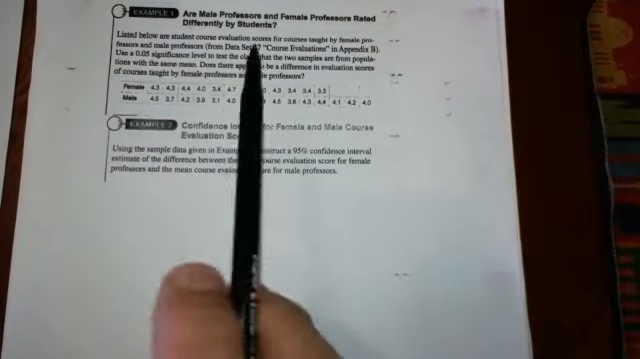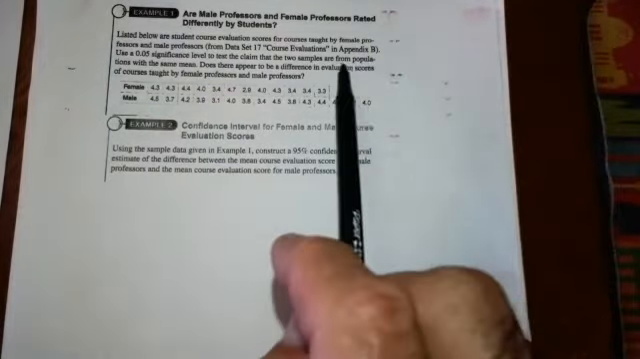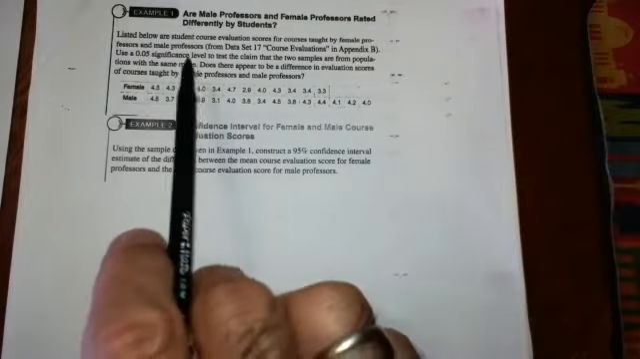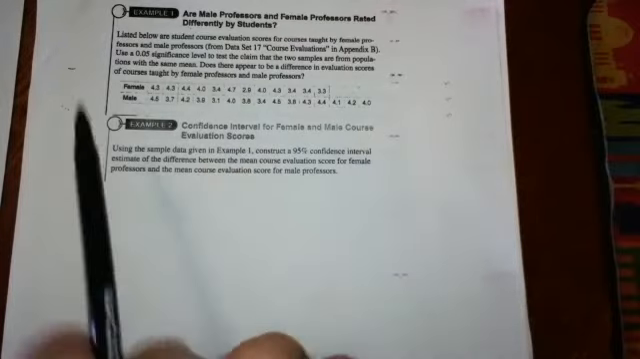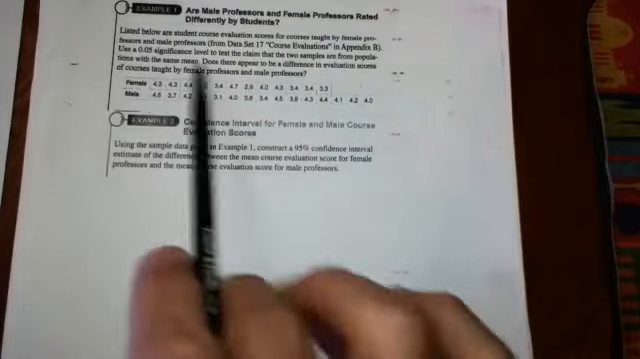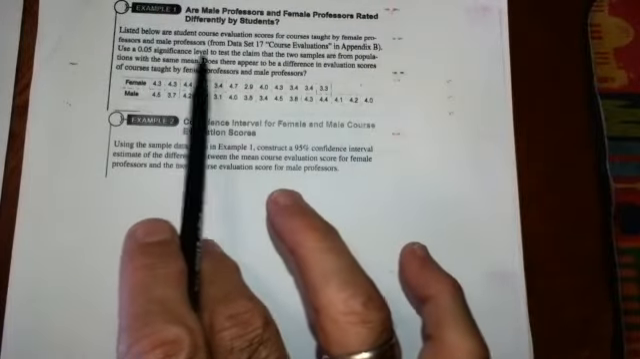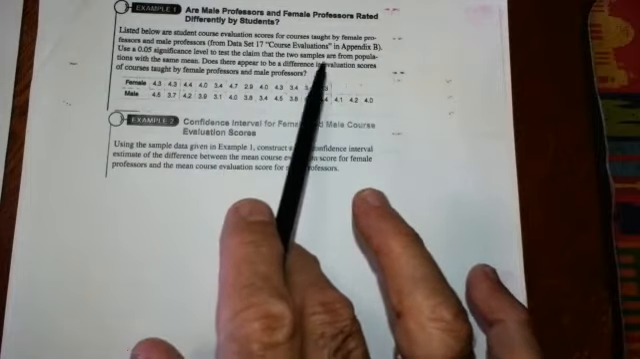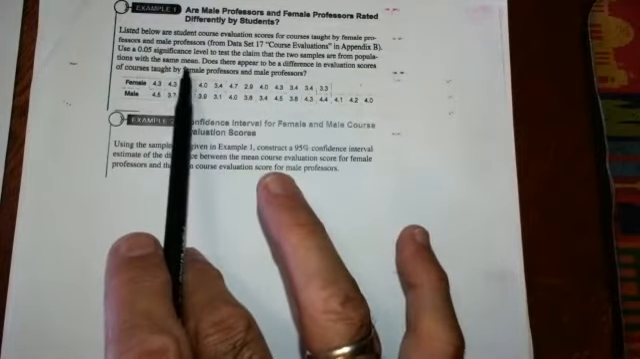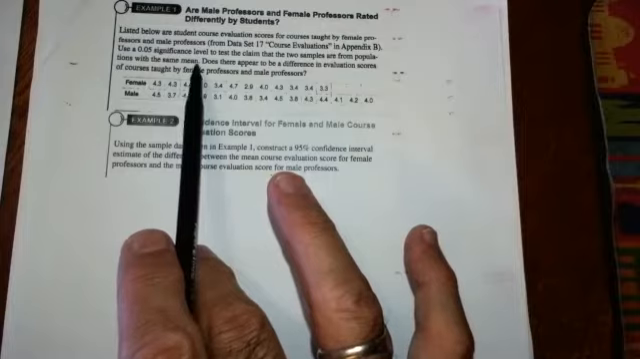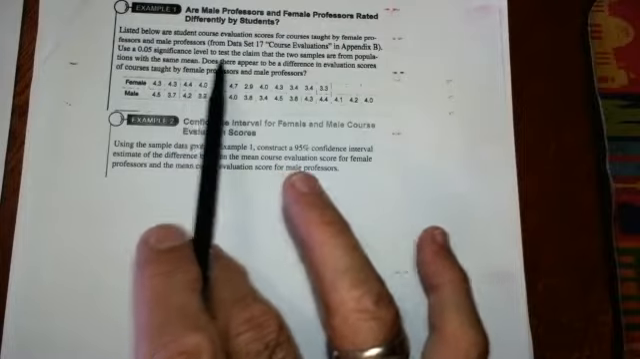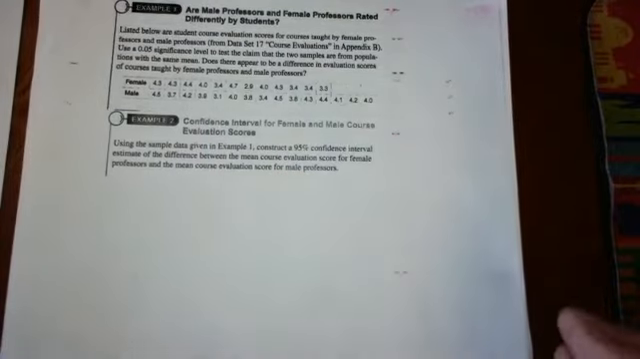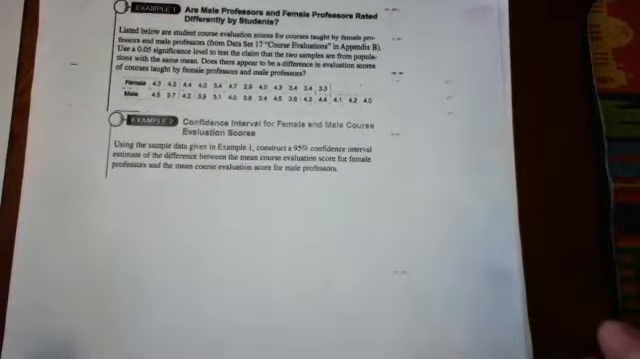This example, 9.3, listed below are student course evaluation scores for courses taught by female professors and male professors. So these are independent. Use a 5% significance level. So alpha is the 5% significance level, that the two samples are from populations with the same mean. So they are claiming that the means are the same. And then they want us to also find the confidence interval.